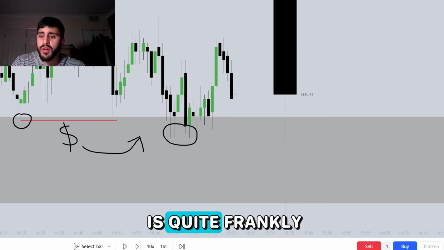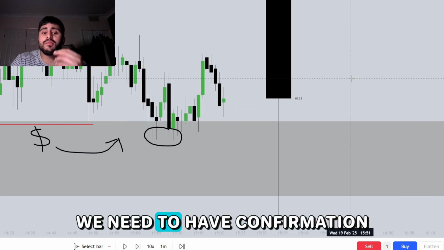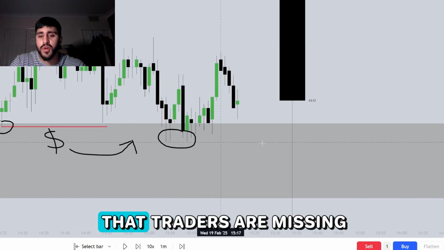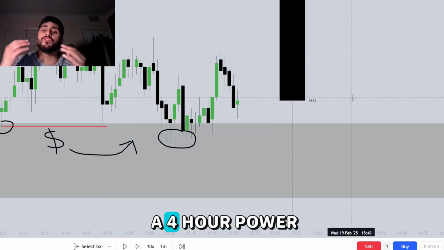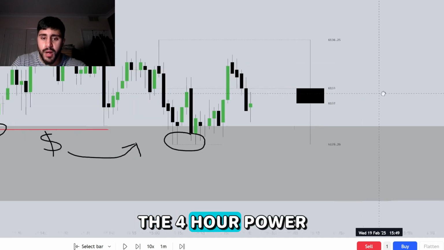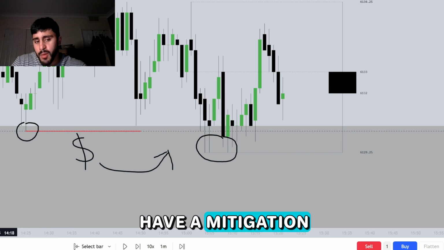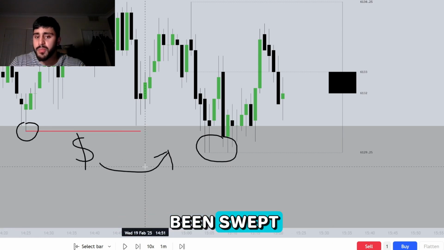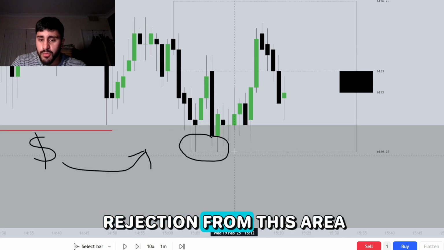Because the indicator itself is quite frankly only an indicator. We need to have confirmation, and it's the confirmation that traders are missing. So one thing I do when I'm in session is I go down and I want to see a 4-hour power of three. The 4-hour power of three is very, very important to understand. Notice how we've had a mitigation and we have some equal lows that are being swept. Once you have those equal lows swept, we see our initial rejection from this area.